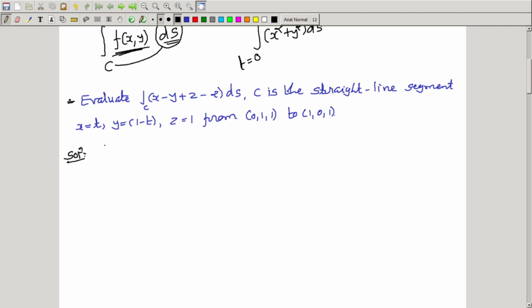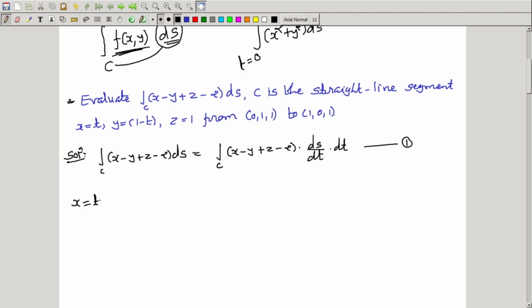So in the examination we worked with this integration. The integral over C of (x minus y plus z minus 2) ds is equal to the integral over C of (x minus y plus z minus 2) times ds by dt dt. Say this is equation number 1. Now we have given x is equal to t, y is equal to 1 minus t, and z is equal to 1.